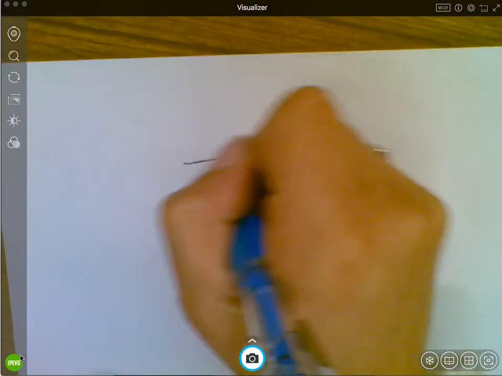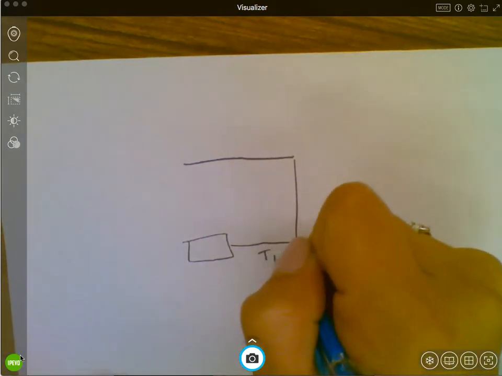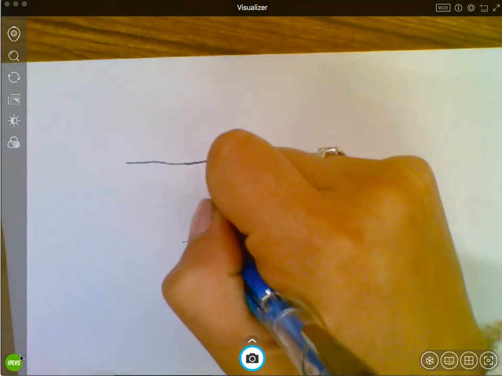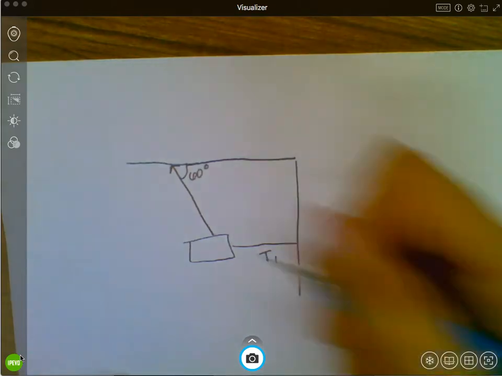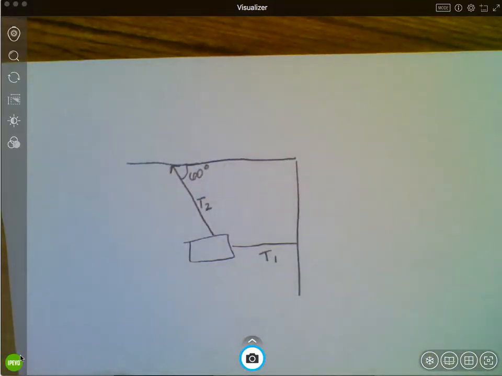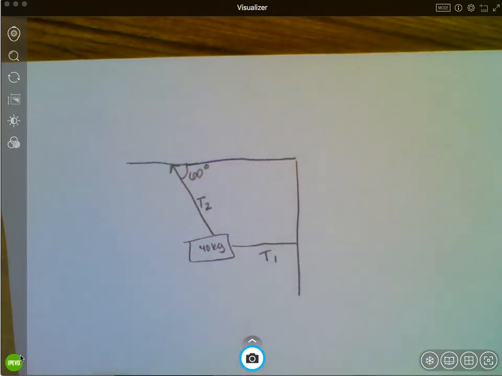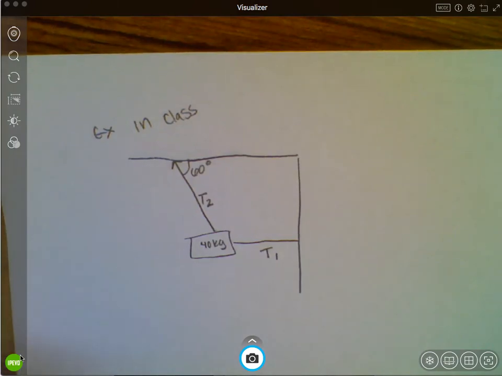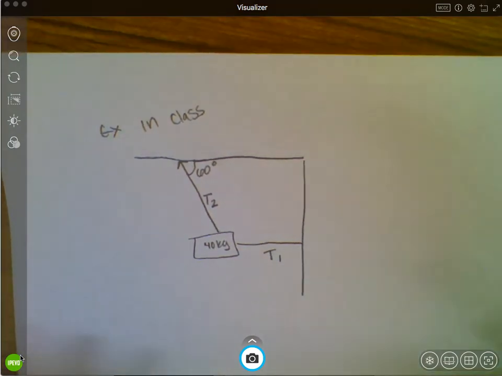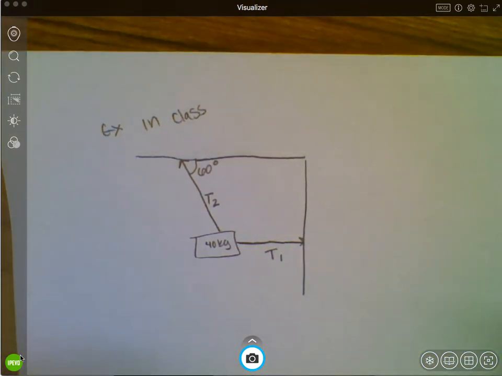Actually, why don't you draw it maybe on the back, but we're going to do one that looks like this, where this angle is, let's say, 60 degrees, and this will be T2. And let's make this a mass of, say, 40 kilograms. So we'll do this example in class. Just draw it on the back of your sheet, and we'll do that first thing, because it's a little bit tricky with this one being horizontal. It's actually easy, but it's a little bit tricky at first.